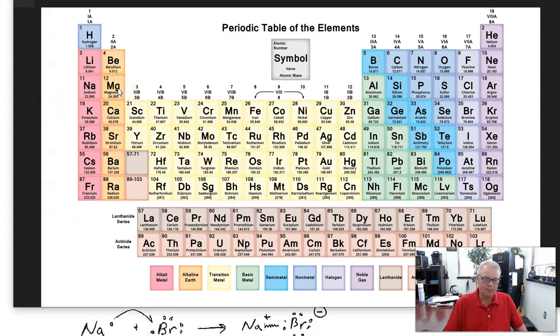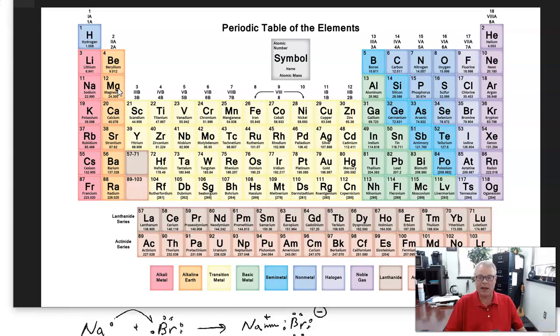magnesium. So what could a magnesium atom do? Well, it's got 12. It wants to have 18, right? So it could pick up 6. You think that's likely? Probably not. What do you think is more likely? Well, it could lose 2 electrons. If it lost 2 electrons, it would have 10 just like neon, right? What charge would it be if it lost 2 electrons? It would be +2, because you're getting rid of 2 negative charges, so you're becoming more positive.